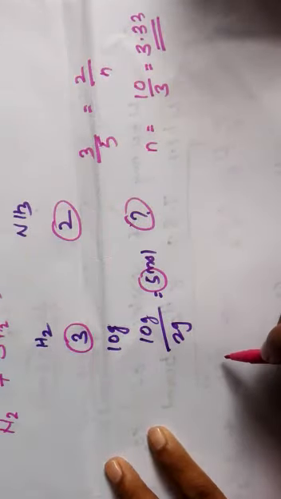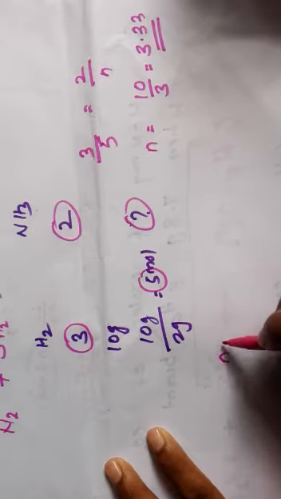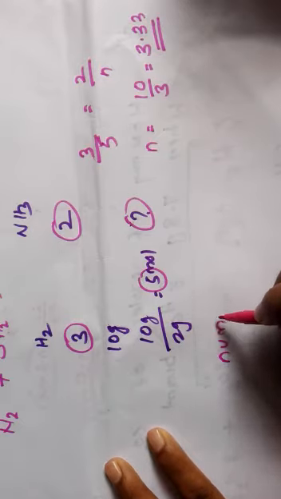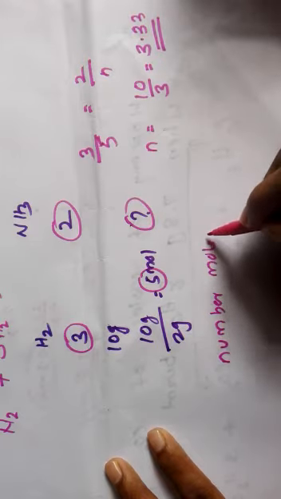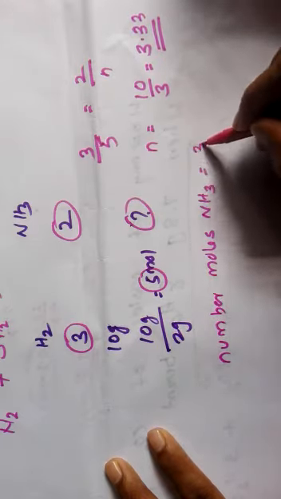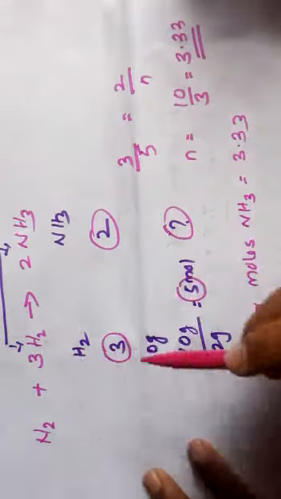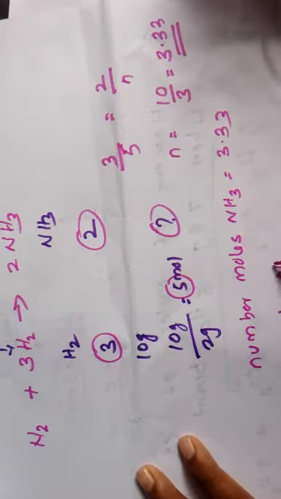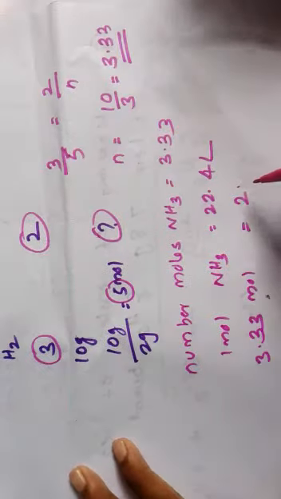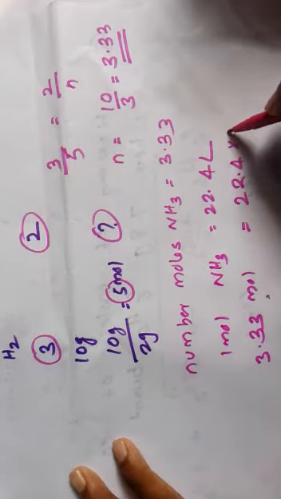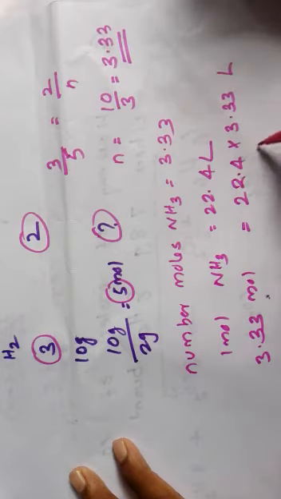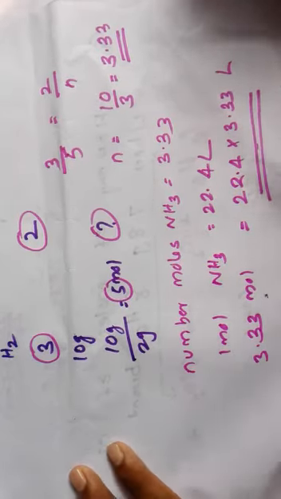Yes, therefore n, the number of moles of ammonia, is equal to 3.33. Question is how much volume at STP. Therefore 1 mole ammonia is equal to 22.4 liter. Therefore 3.33 mole ammonia is equal to 22.4 into 3.33 liter. This is the answer. Yes. Now we can go to the last question.